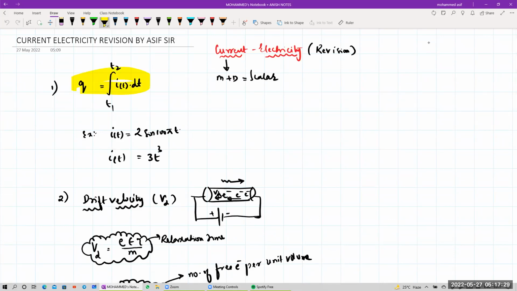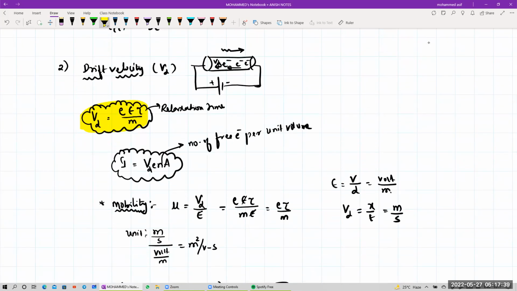So current is nothing but the integral of I into dt. Whereas drift velocity is charge of electron into electric field into tau divided by mass. Tau is known as relaxation time, which is the average time between any two collisions of an electron during the motion. And current is also defined as I is equal to N e A times the drift velocity, where N is the number of free electrons per unit volume, e is the charge of electron, and A is the area of cross section.